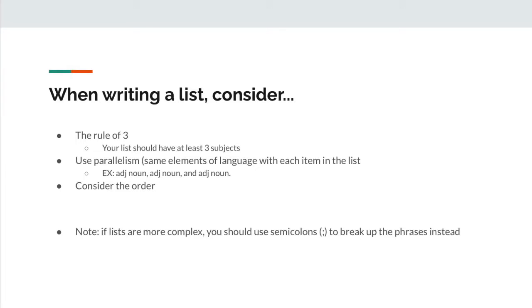Also, you should note that if your lists are more complex, meaning you have more than just an adjective and a noun, you should use semicolons to break up the phrases, because if you're using commas, it might get a little confusing.